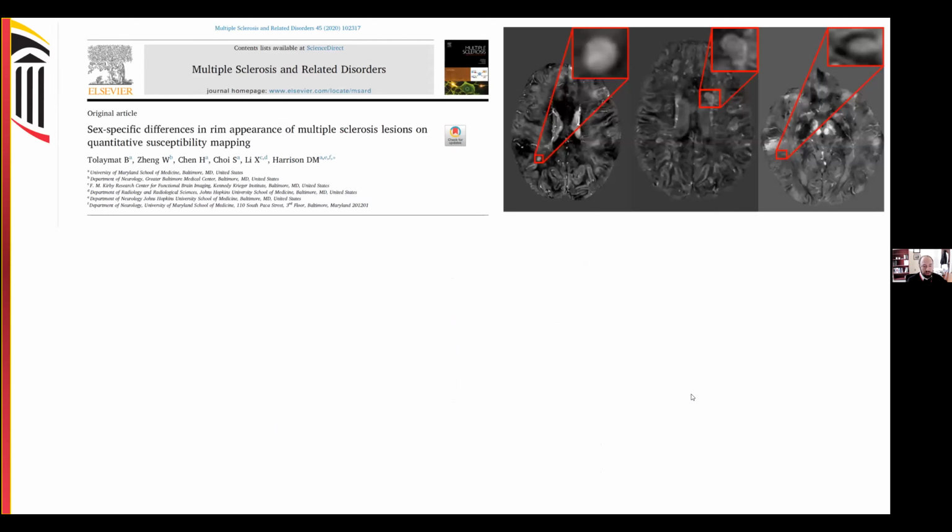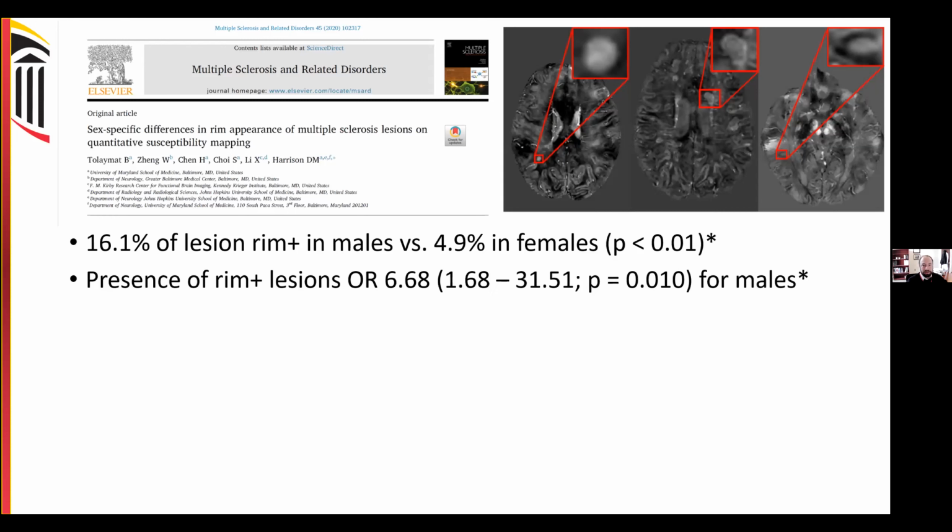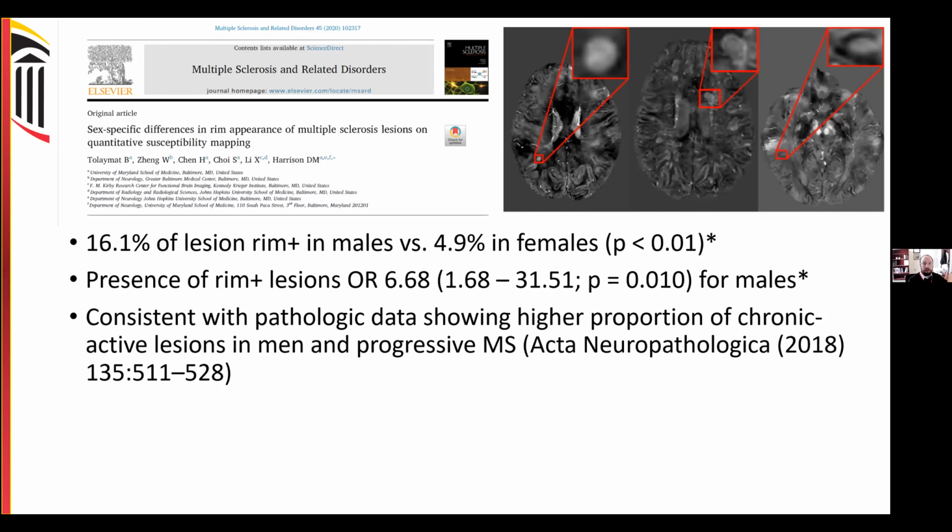We've also taken a look across the spectrum of patients in our 7T study at some possible sex differences. So this is from another one of our papers, and we took a look at the difference between men and women with multiple sclerosis and their patterns on MRI, and found that in men, 16% of lesions had this hyperintense rim on quantitative susceptibility mapping, whereas only about 5% of lesions seen in women were seen to have that appearance. A man was almost 7 times as likely to have a rim on their MRI.